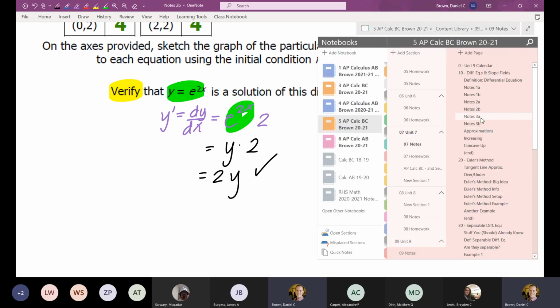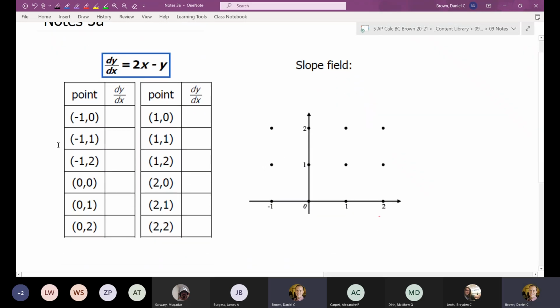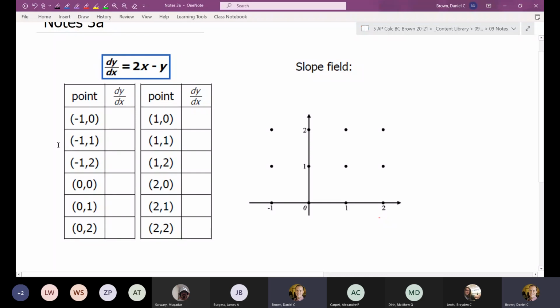Try this third one for me. Create a slope field pretty quickly. This is one that we actually will never solve by hand. We do not learn the methods in AP Calculus on how to solve this one by hand and figure out what the original function is. But we can still analyze it using its slope field.